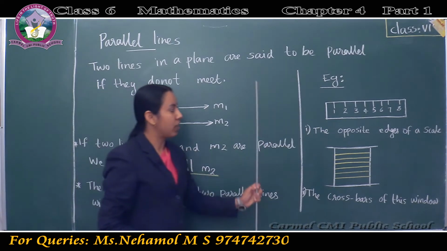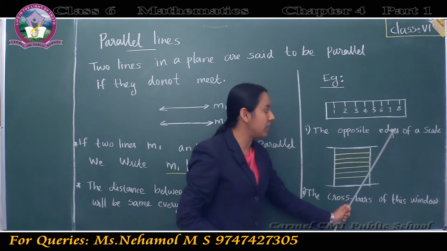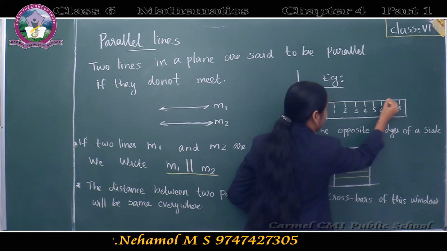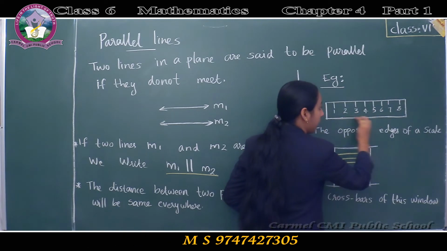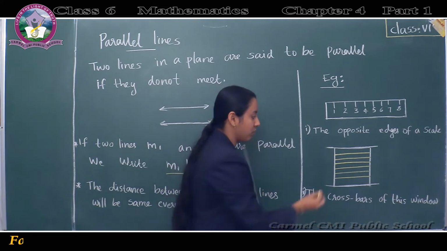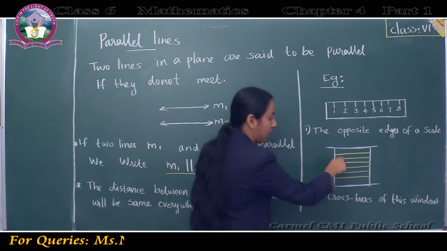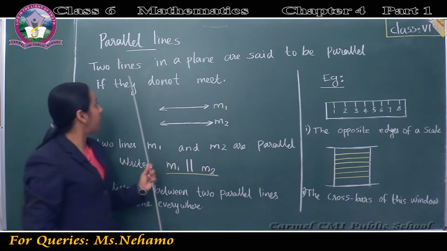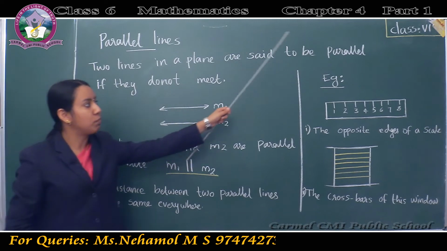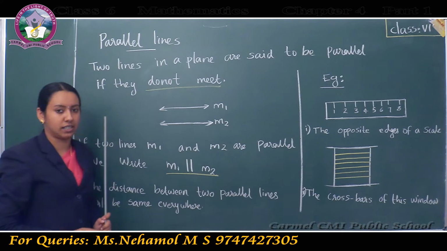Then, some more examples of parallel lines. First one, the opposite edges of a scale. These edges and these edges are parallel. Then, the crossbars of this window. These lines are also parallel. What is a parallel line? Two lines in a plane are said to be parallel if they do not meet.